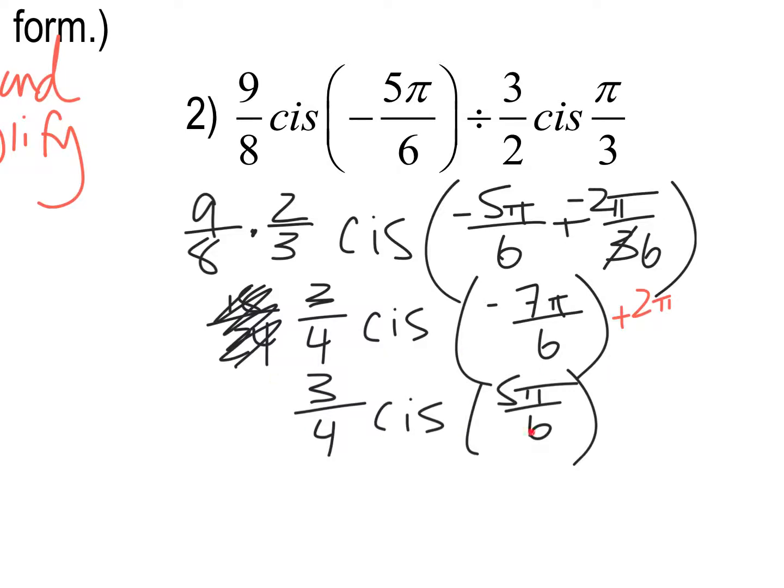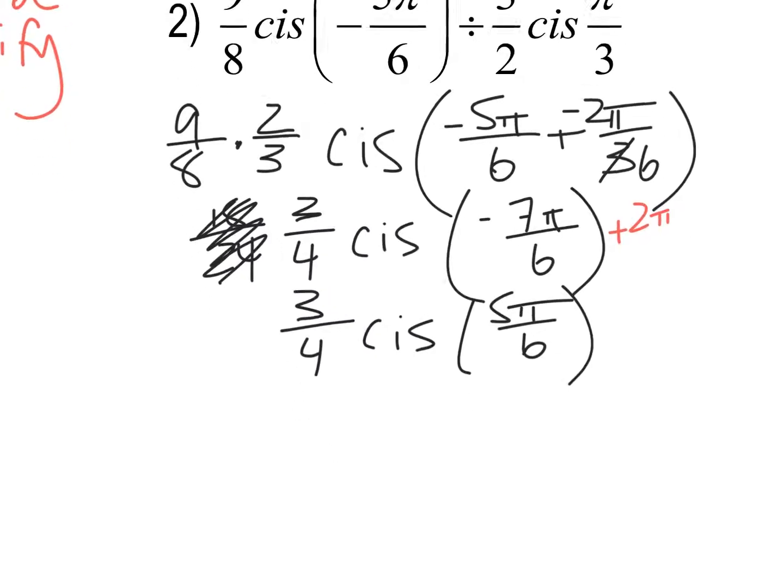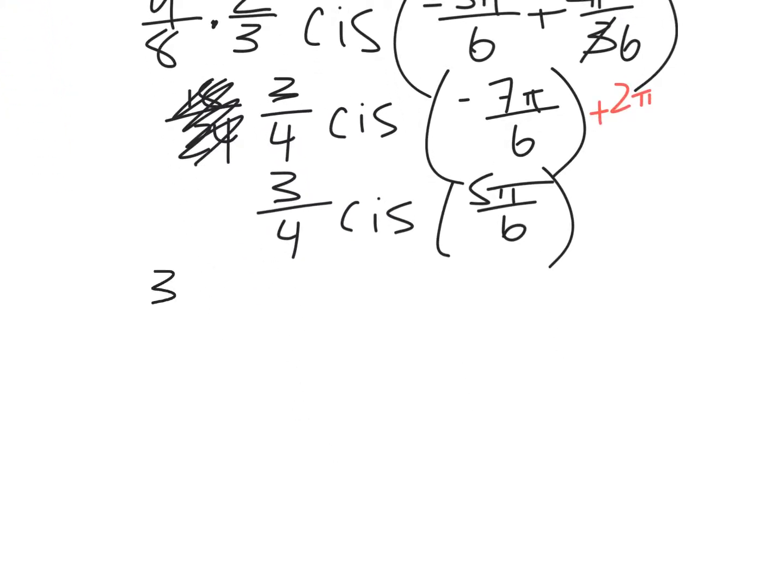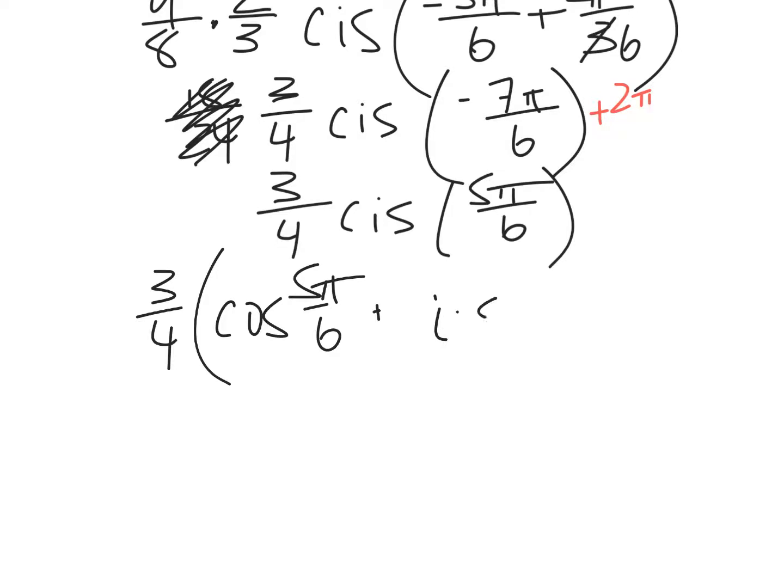This is how I would leave my answer if the direction said to leave it in polar form, but it said leave it in rectangular form, so that means I need to expand it. I'm pulling my 3/4 out. I'm going to multiply that in at the end. I'm going to do cosine 5 pi over 6 plus i sine 5 pi over 6. And just remember that 5 pi over 6 is a 30-degree reference angle.